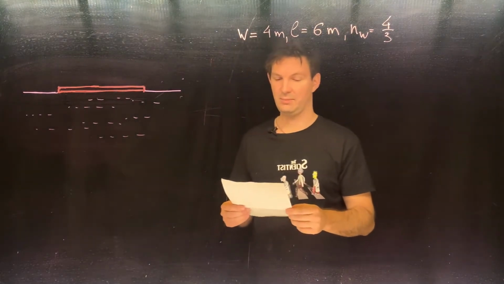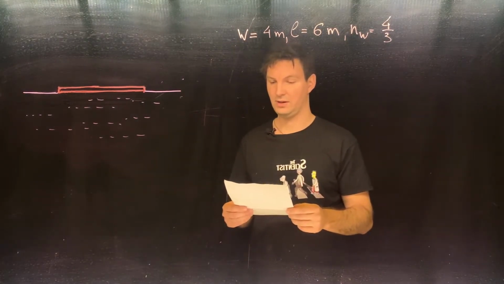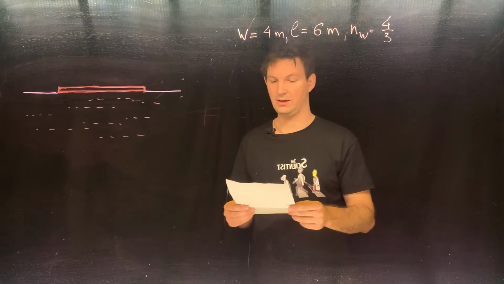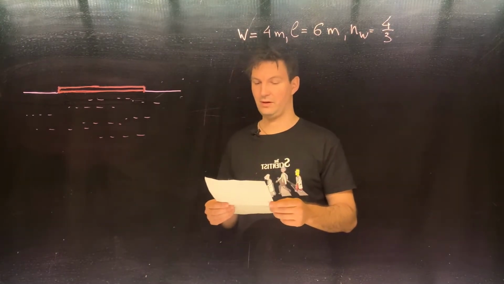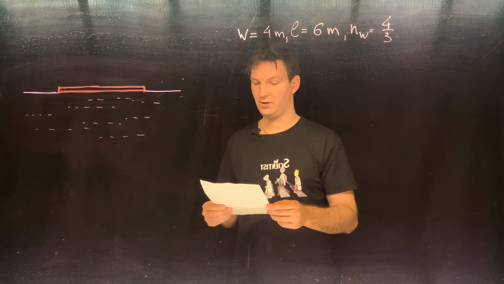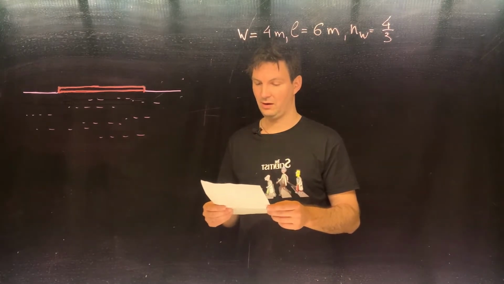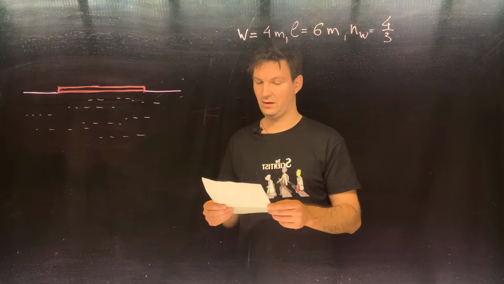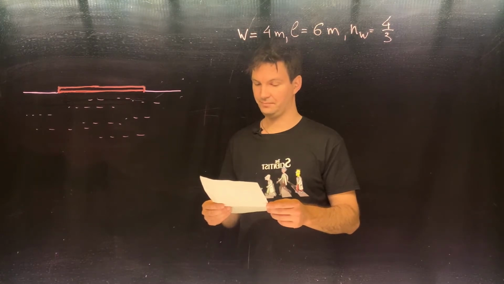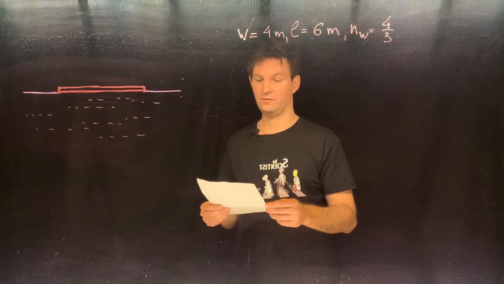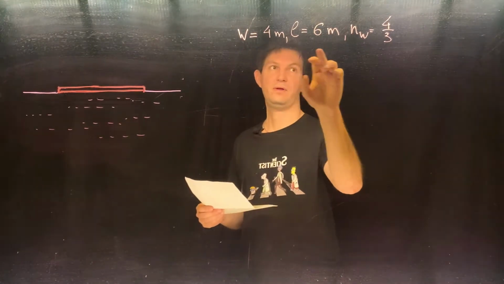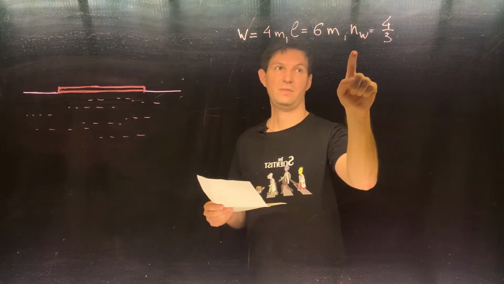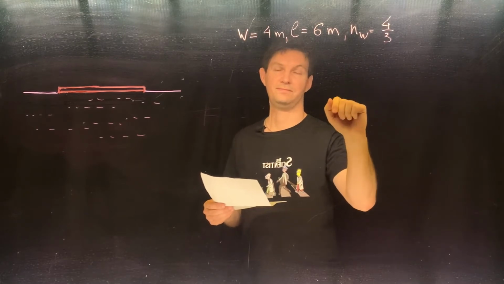The sky is completely covered with clouds that completely scatter sunlight. Determine the depth of the shadow under the raft. Ignore the immersion depth of the raft and the scattering of light. The refractive index of water is taken equal to 4/3. So here are the width, length and refractive index of water.